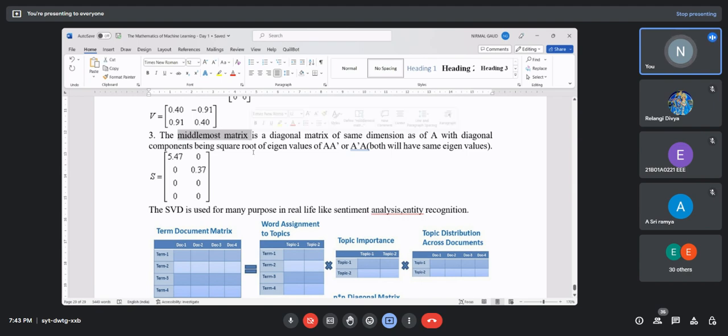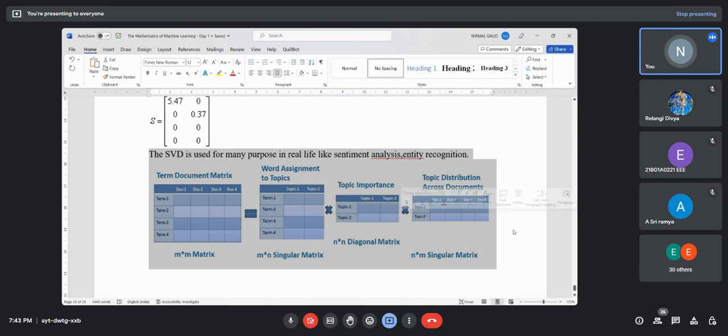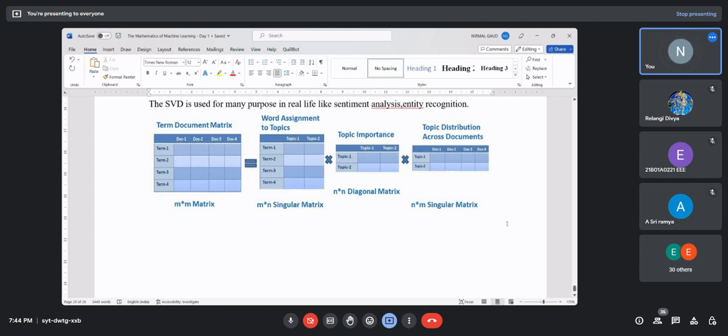And then, the middlemost matrix which I need to calculate is a diagonal matrix. I found it by calculating the square root of the eigenvalues of this and this. Both will usually have the same eigenvalues, but I calculate the square root of the eigenvalues and just put it here. So this is S, and this is your SVD. A simple example of how singular value decomposition works for your data set, a real life example.